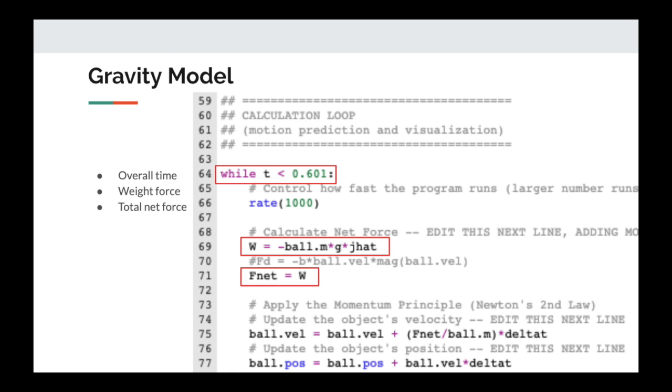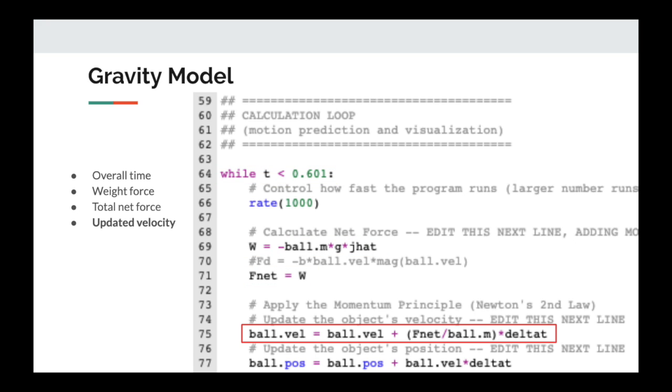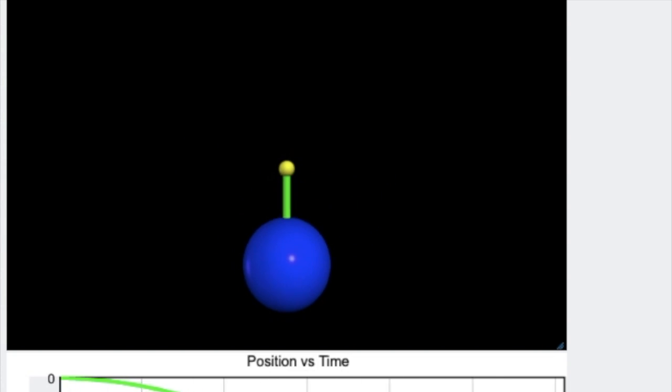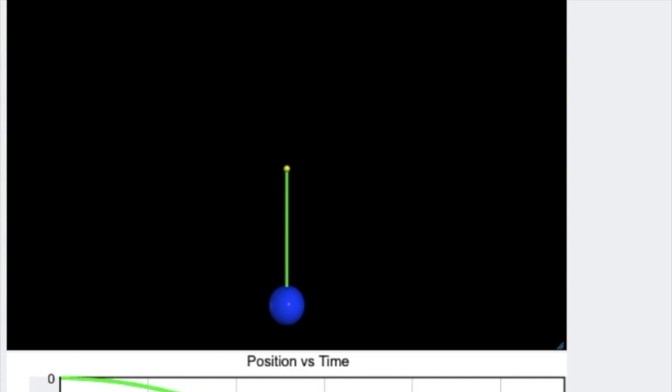I began with my gravity model, first altering the overall time to reflect that of the experiment, which was 0.601 seconds. I then coded the weight force, which is equal to the mass of the ball times the g constant times j hat times -1 to reflect the downward direction of the force. Because this is the only force in the model, the net force is equal to the weight force. When the ball's velocity is updated, it will only be affected by the weight force. Here we see the outcome of the coding, the computational model of motion of the object with only the weight force acting on it.